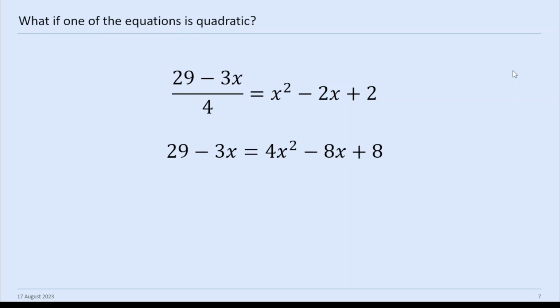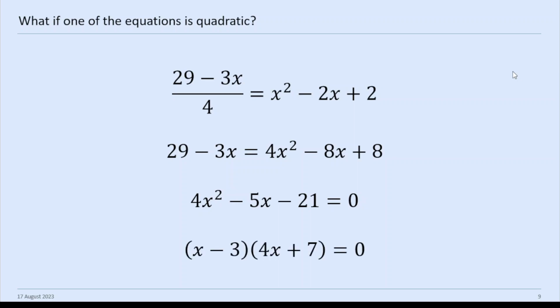We then multiply both sides by 4. We then rationalise to get 4x squared minus 5x. Basically, we add 3x to both sides. We take 29 from both sides, we flip it around. 4x squared minus 5x minus 21. To factorise that, it's quite tricky to factorise, but you get x minus 3 times 4x plus 7.